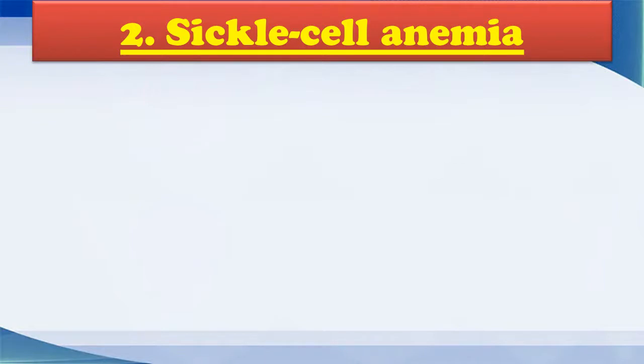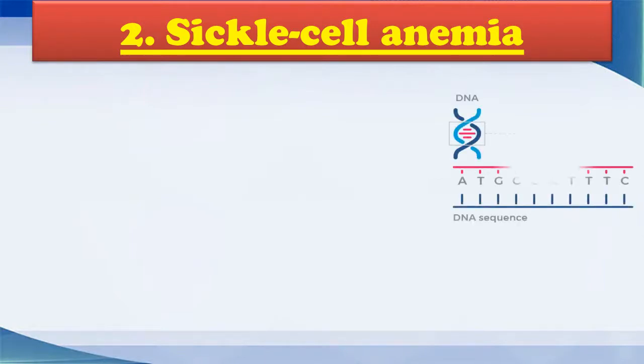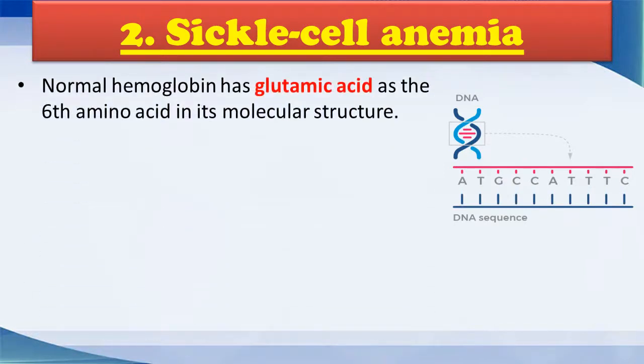Next type of disease is sickle cell anemia. Even minor changes in the molecular structure of proteins and DNA may lead to diseases or disorders. Normal hemoglobin has glutamic acid as the 6th amino acid in its molecular structure, and its structure is different from other amino acids.